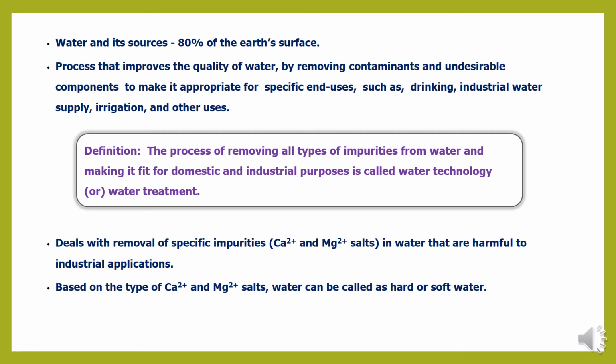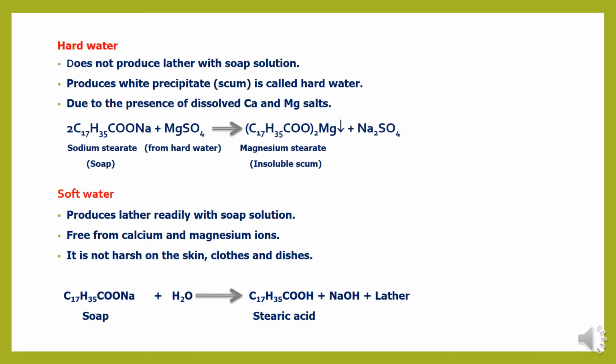The process of removing all types of impurities from water and making it fit for domestic and industrial purposes is hence called water technology. Water treatment is the need of the hour. It also deals with the removal of specific impurities like calcium and magnesium salts that are present in water. The presence of calcium and magnesium salts is very harmful to industrial applications. So, based on the type of calcium and magnesium salts present in water, we classify water as hard water and soft water. Let us move on to what is called hard water first.